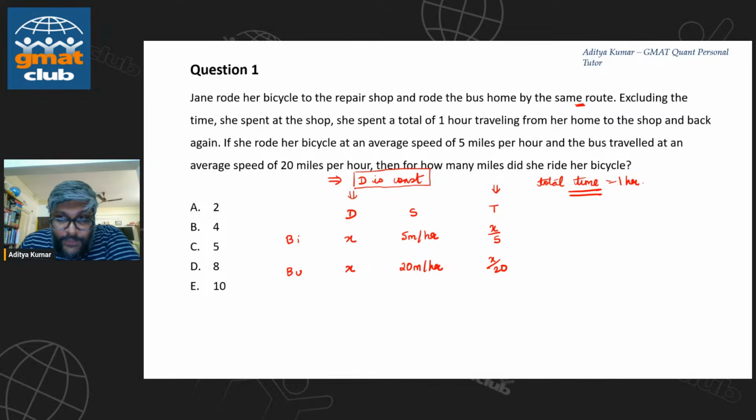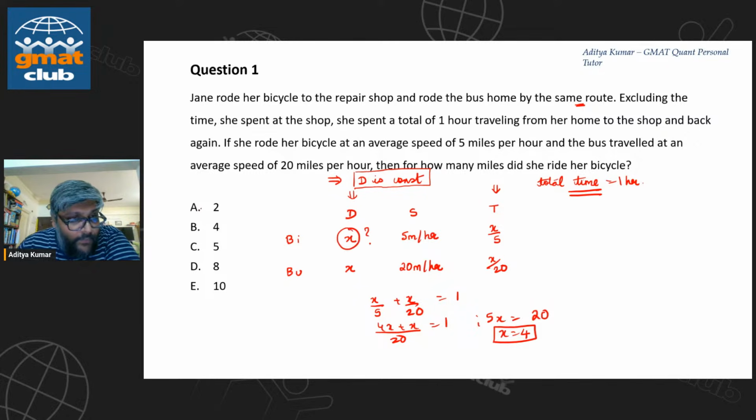So what do you do here? I know the total time is 1 hour, so I can add the times. x by 5 plus x by 20 is equal to 1. I can take the LCM. That's 4x plus x is equal to 1. So 5x is equal to 20. x is equal to 4. And that's exactly what I want. That's what the question is asking me to solve for.